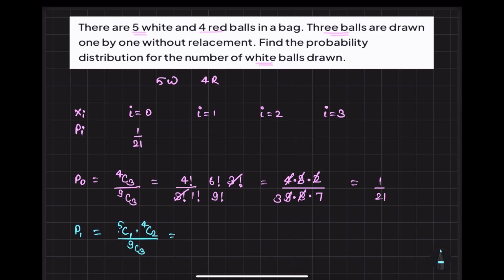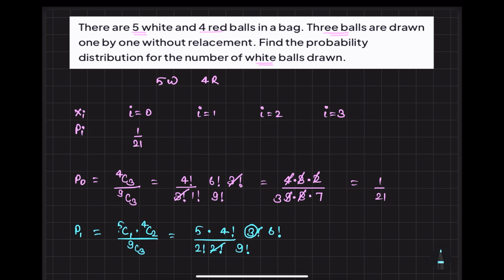Now simplify things. So it is 5 factorial. 5C1 will become 5, because 5 factorial on the numerator and then we have 4 factorial on the denominator, so it will neutralize that thing. So we have 4 factorial and then 2 factorial, 2 factorial. Then we have 9C3, so 9 factorial, 3 factorial, and then 6 factorial. So this thing gone, we are left with 3.